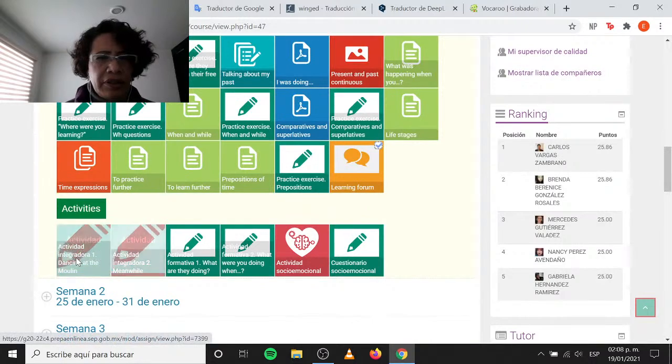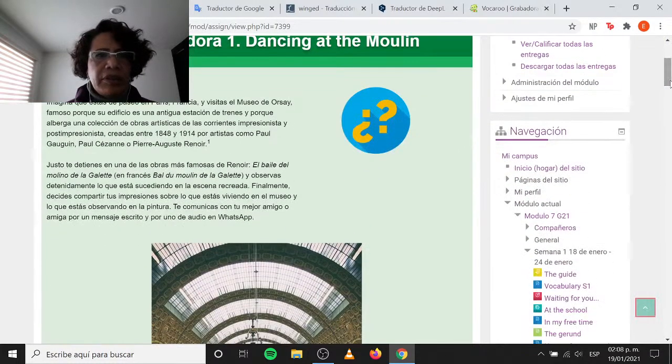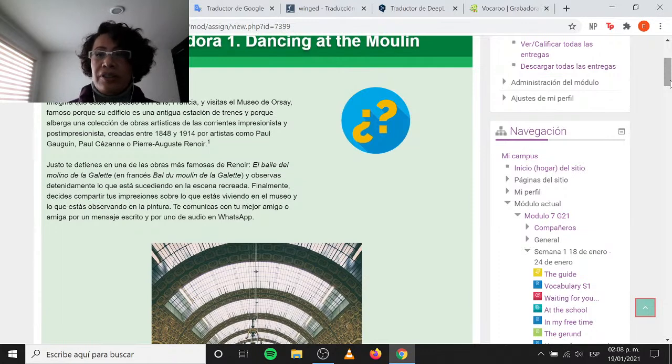This one, activity number 1, dancing at the Moulin. Okay, in this one, imagine that you are walking, you are spending some time in Paris, France, and you are visiting the Orsay Museum. It is famous because of this building. It used to be a very old train station, right?